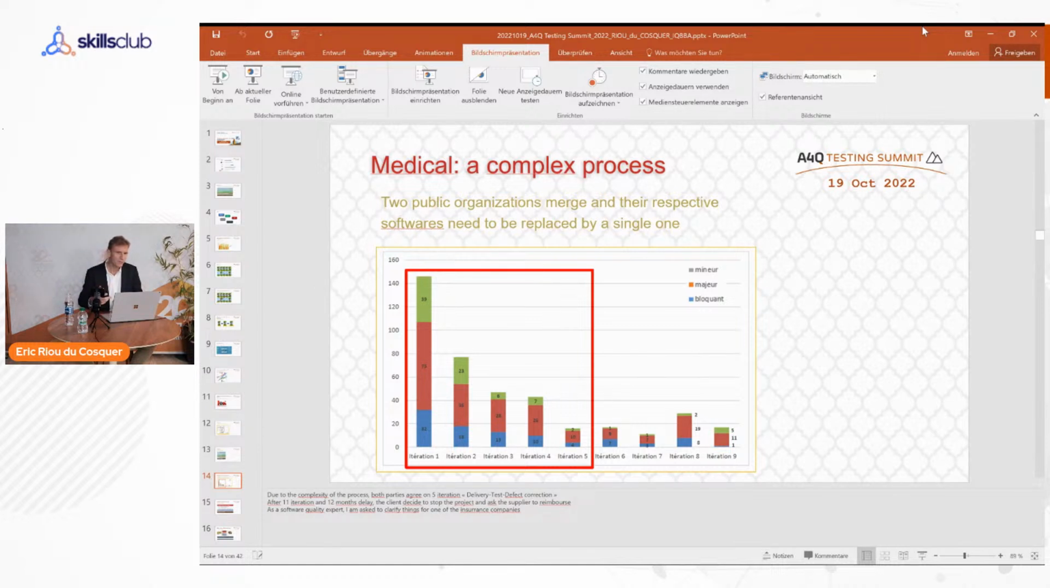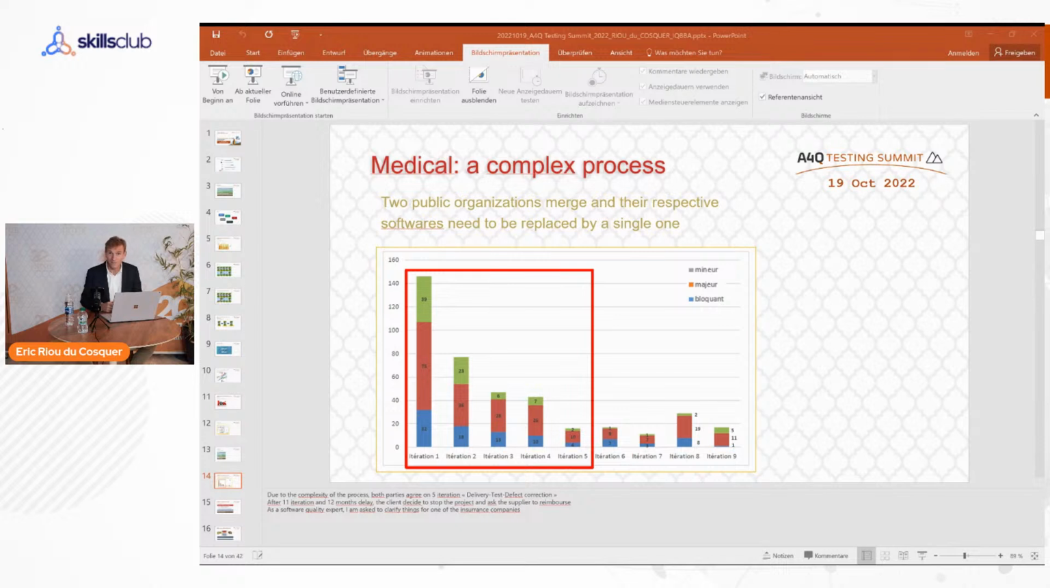And they knew that it would be very, very complicated from a business point of view, but also from a technical point of view. So at the beginning of the project, the customer agreed with their suppliers that it would not be possible to deliver the perfect solution after the first release. So they agreed to have 5 iterations, like we specify our needs, you develop, we test, you fix the defects, then you deliver again, and so on.